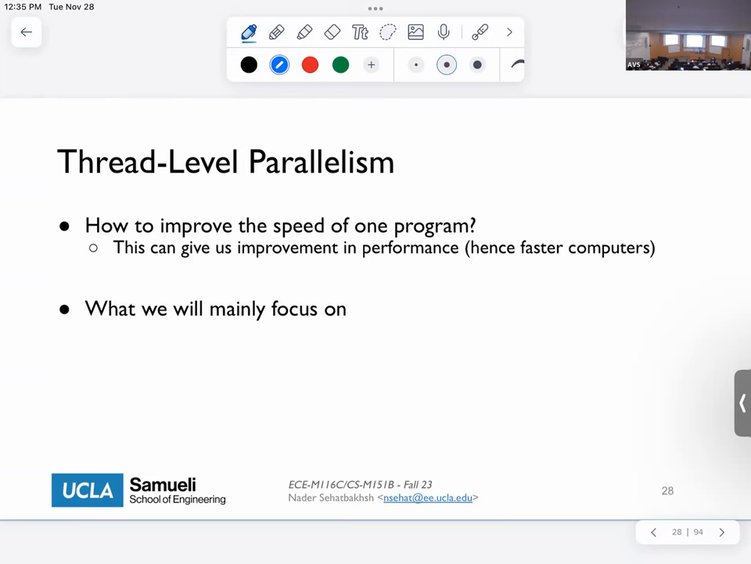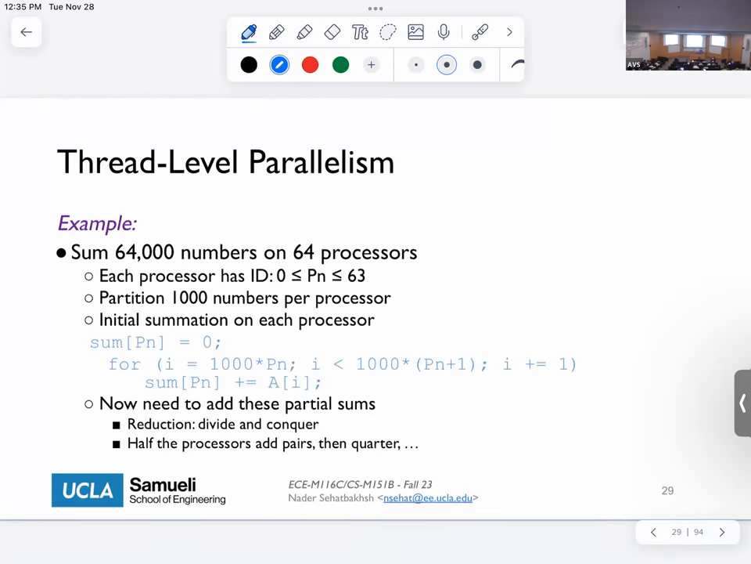So basically, this is what we call parallel programming or thread-level parallelism. The idea is this. Let me give you a very simple example. You probably have seen it in your other courses. I think CS133 is the parallel computing, right?